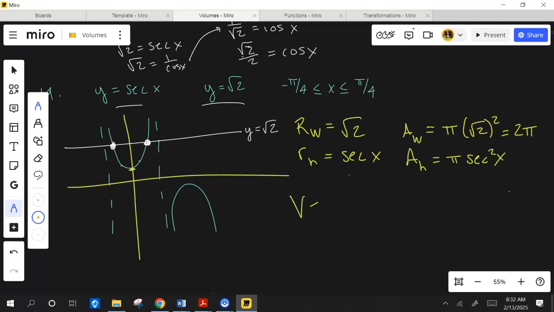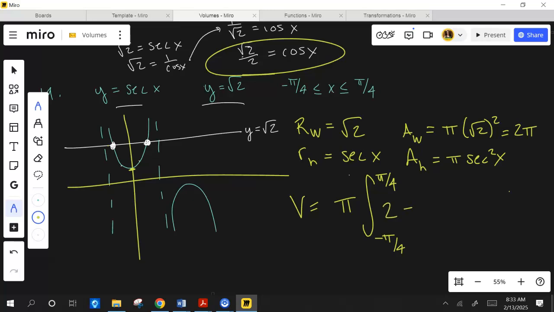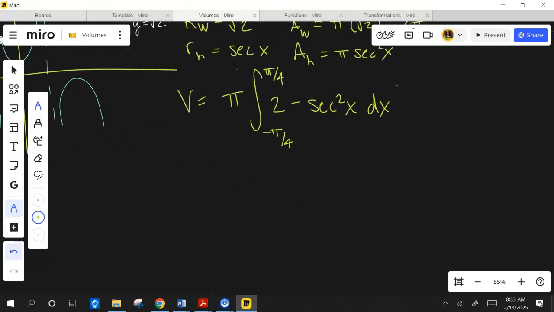The volume, I'm going to do pi, and I'm going to integrate, because this did intersect here, from negative pi over 4 to pi over 4 of the whole minus the whole. No, I like it. Okay. Pi times 2x.